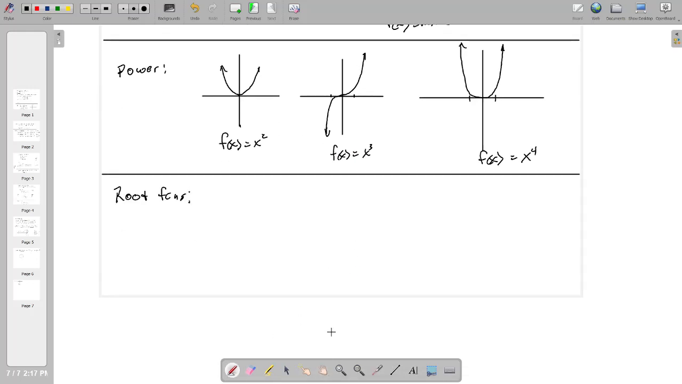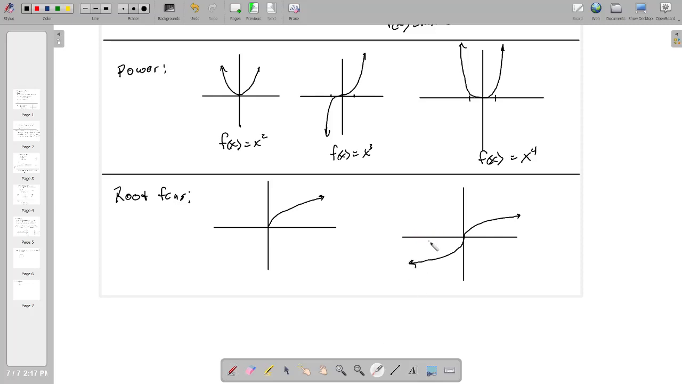Root functions. Now, there's really two that you need to know, namely the square root, that looks like this, and the cube root. Now, remember, when you have an odd index on your root, the domain is all real numbers. So you're going to have something that looks like this. Even negative values produce an output. This one would be f of x is equal to the square root of x, and this one is f of x is equal to the cube root of x.